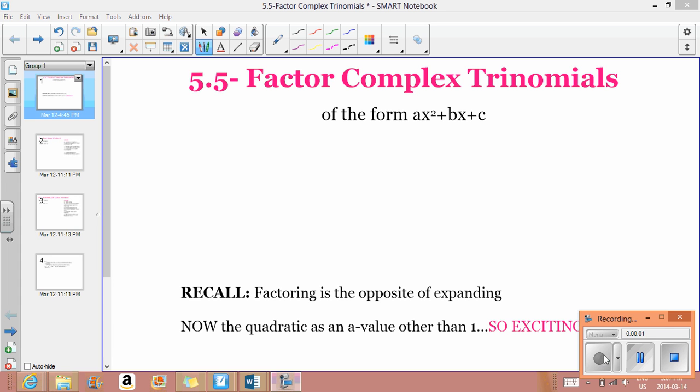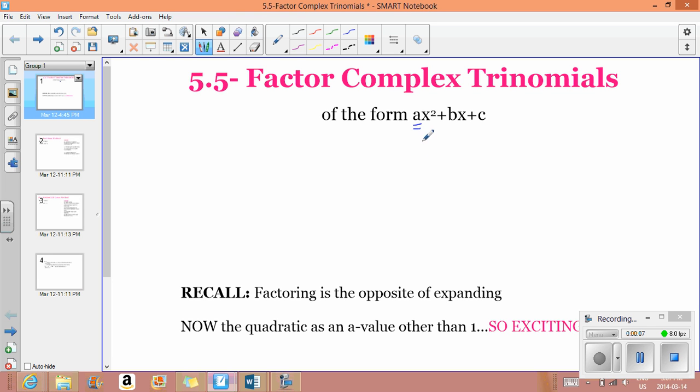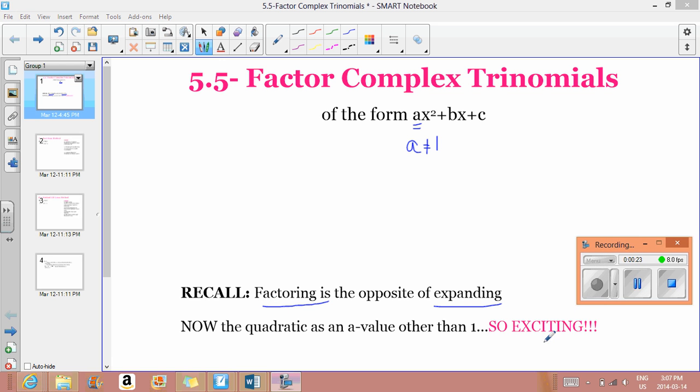So now it's complex trinomial factoring, and this is 5.5. The only difference from 5.4 is that now our a value is existing, and a cannot equal 1 when it's a complex trinomial. If a equals 1, it's just a simple, quick method that we already talked about in 5.4. So remember, just want to recall that factoring is the opposite of expanding.